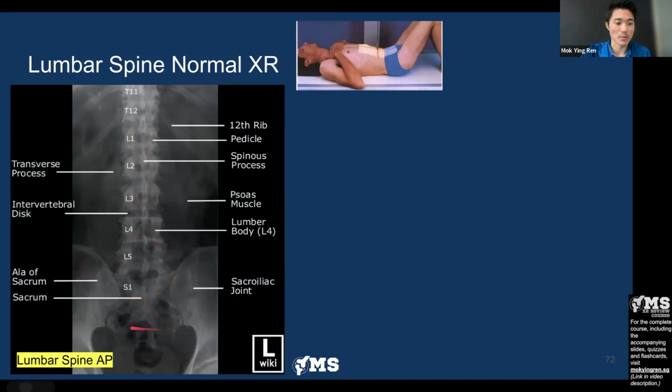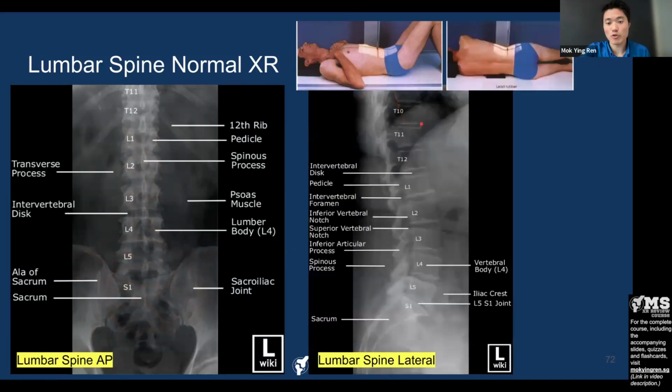All right. So of course on lumbar spine AP, you can also see part of the sacrum, the sacroiliac joints, and the ilium. Now this is a lateral view. In a lateral view, you may appreciate that it may be hard to look at the ribs to count now, right? So you want to use the sacrum. S1, L5, L4, L3, L2, L1.